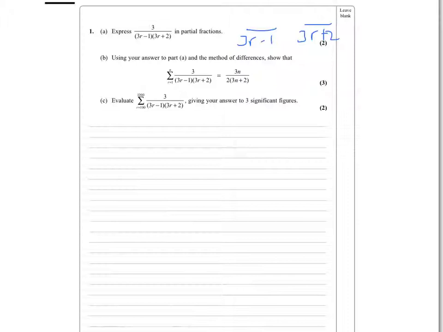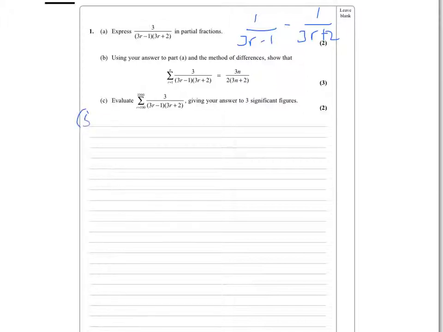Stick r as minus 2/3, so that we get 3 over minus 2/3 times 3 minus 2 minus 1, so minus 1. So we're going to get a minus 1 over that, and stick r equal to 1/3, we get 3 over 3, which is 1. That's not so bad. So there's our partial fractions.